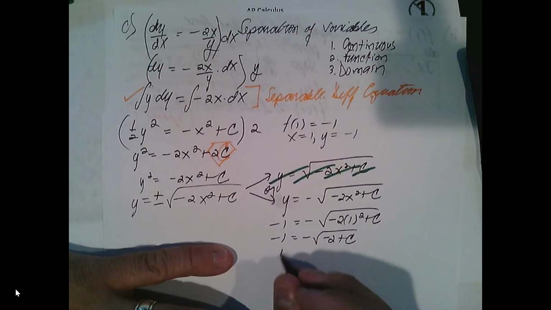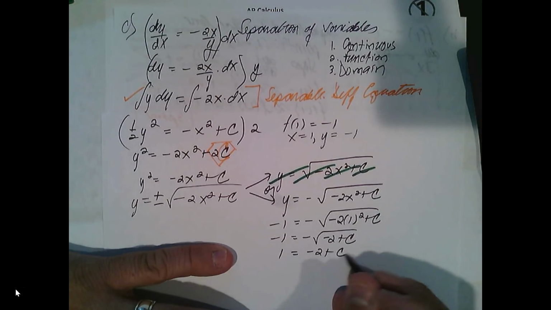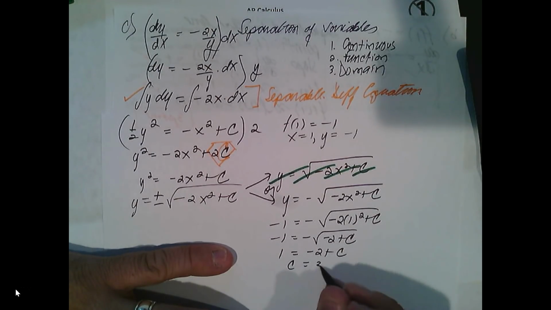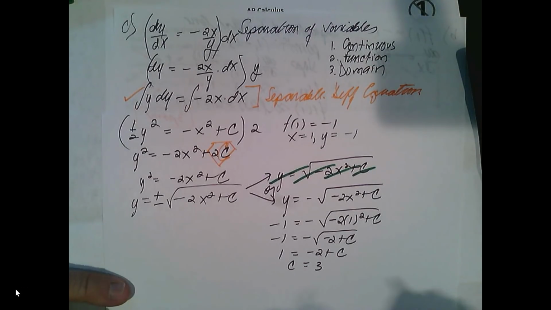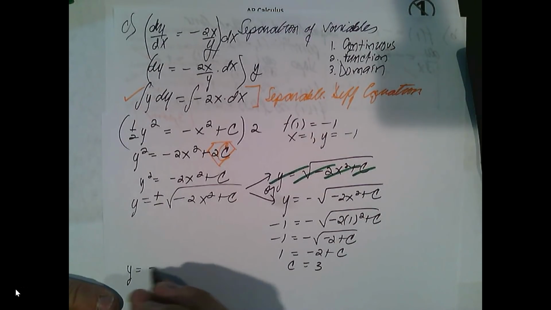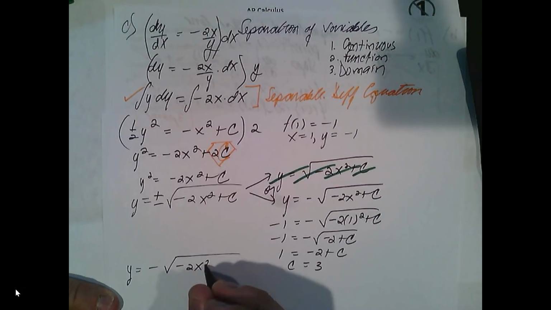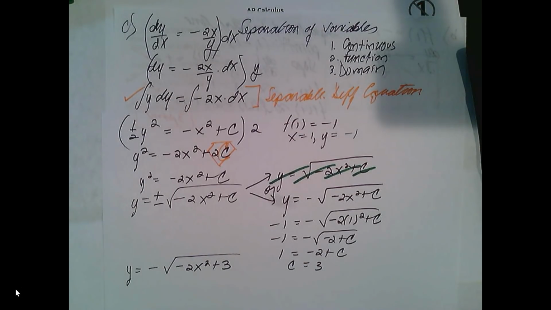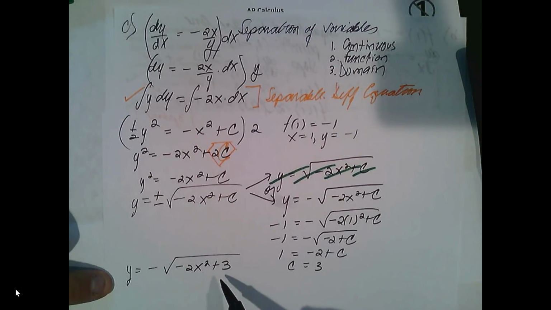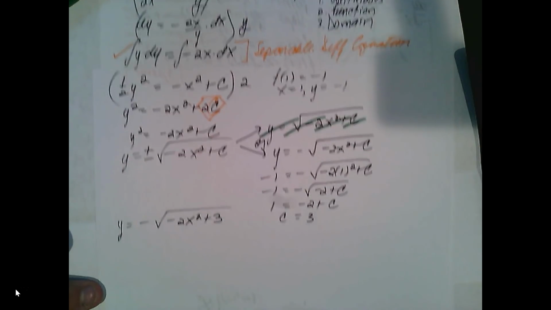Negative 1 is the negative of the square root of negative 2 plus c. If I square both sides, you'll get 1 equals negative 2 plus c. So c is 3. Your final answer will be that y is the negative of the square root of negative 2x squared plus 3. This is a complete answer, except for the fact that we haven't talked about the domain.